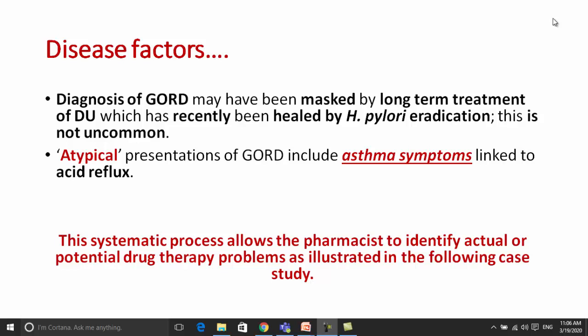So up to now, if we evaluate each case in this way by identifying patient related factors such as age, race, gender, or identifying disease factors that the patient has, or identifying a drug factor, it will be easier for you to provide a systematic approach, and it allows you as a pharmacist to identify actual or potential drug therapy problems as illustrated in this step.